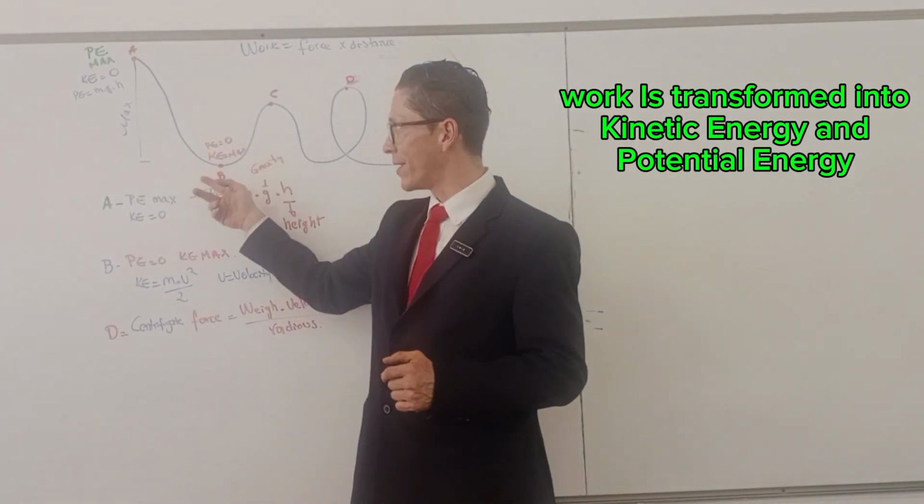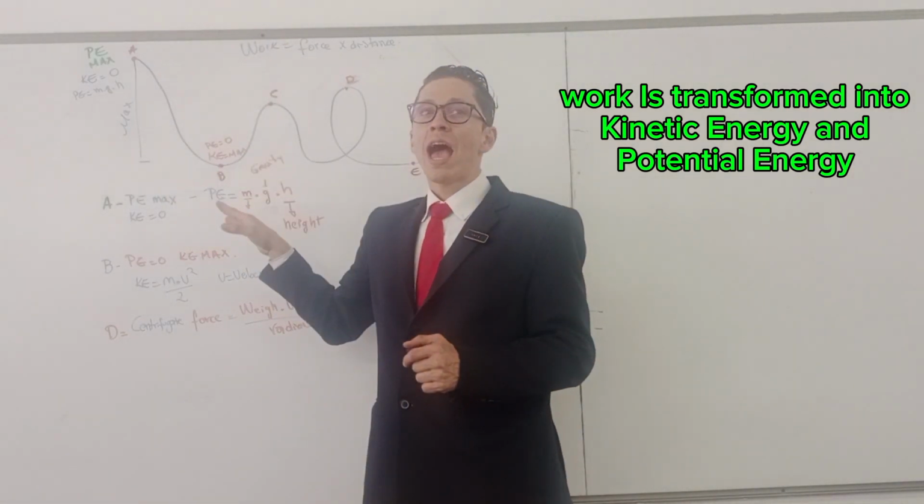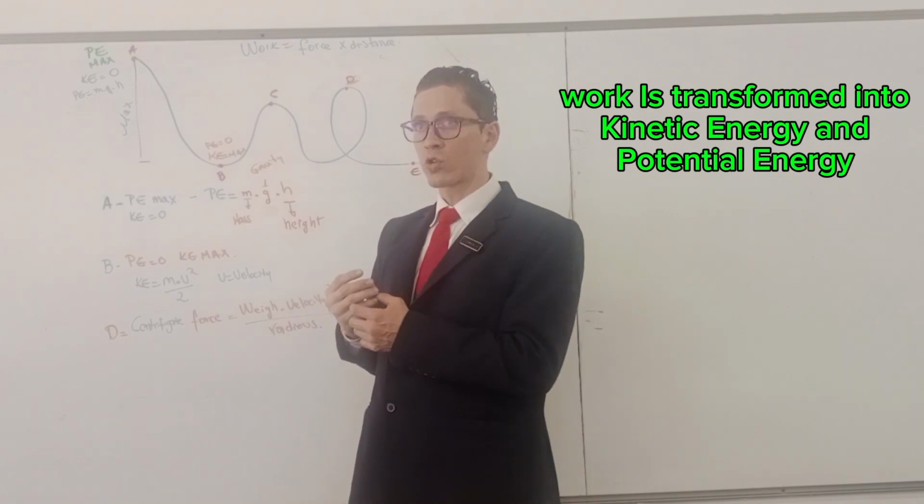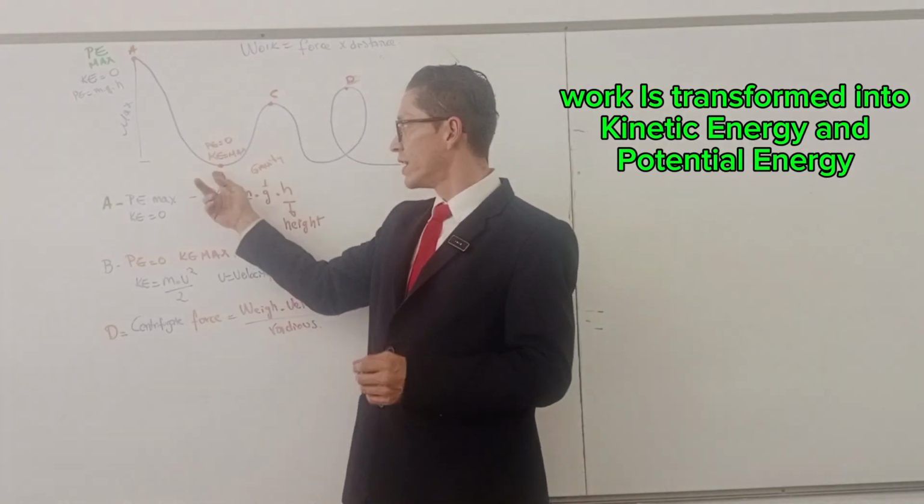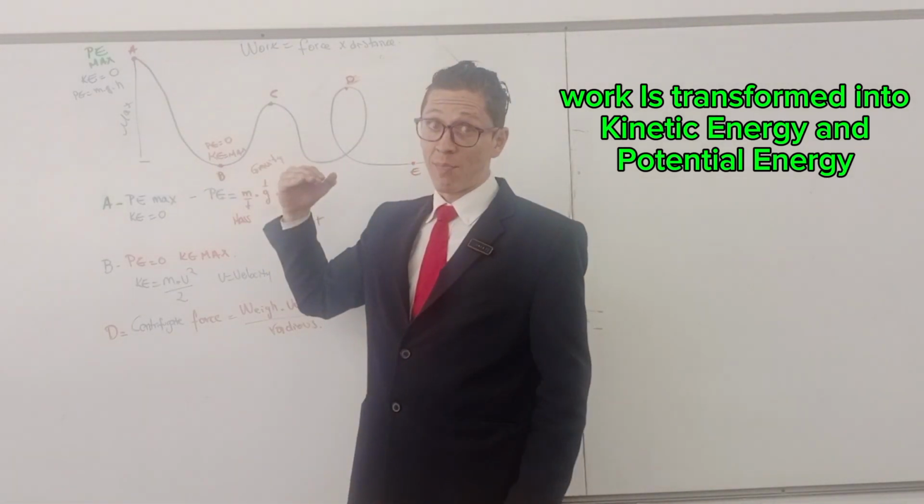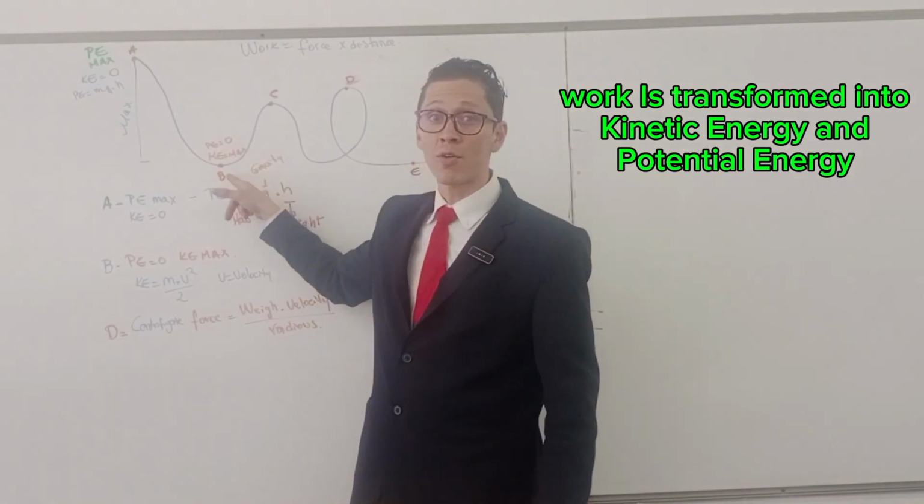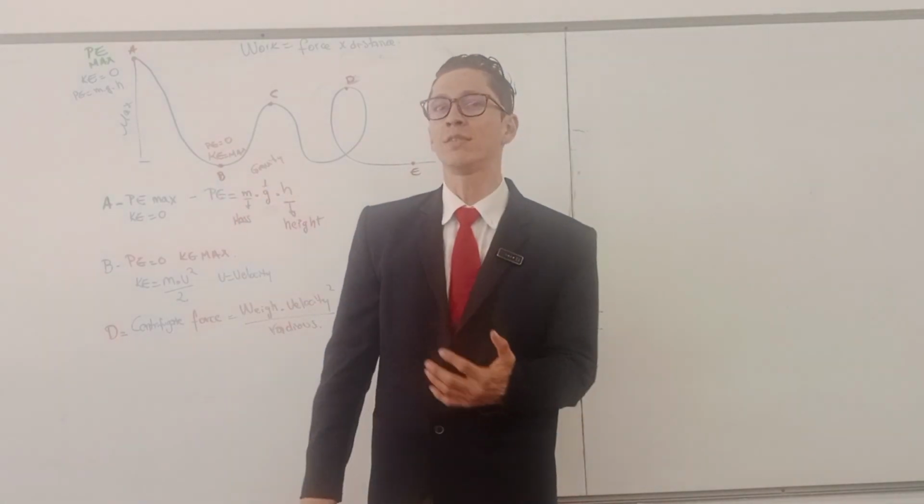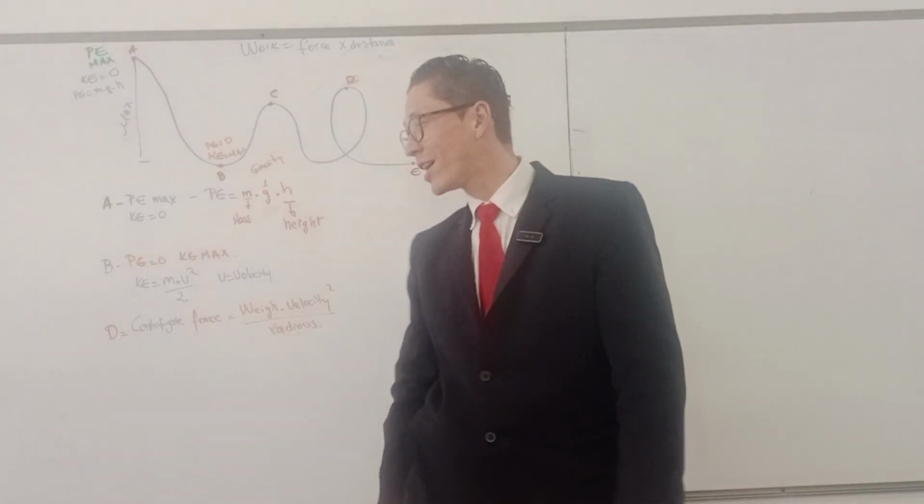At this point, B, where the height is zero, the point is lower, right? It's the minimum amount of the potential energy, but it's the maximum for kinetic energy, right?